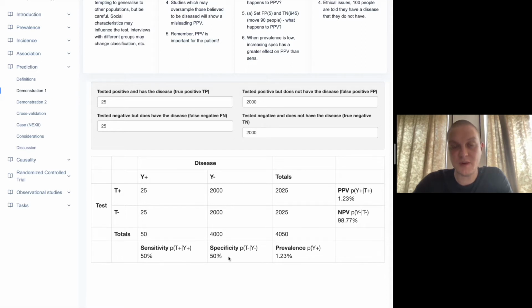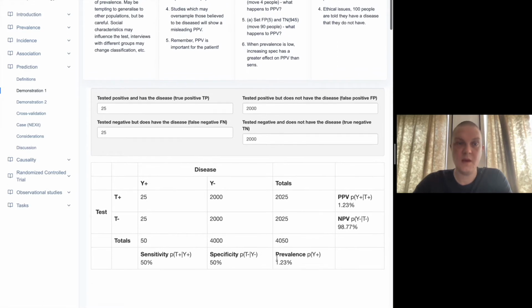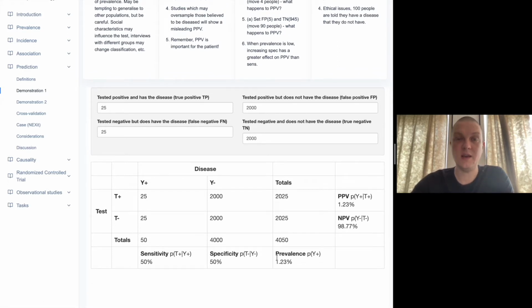So nothing really changed with respect to sensitivity and specificity. This is a general finding that the sensitivity and specificity don't necessarily depend on the prevalence of disease. This makes it tempting to say, oh well, I have this test which I've evaluated in a group of people over here. Now I can expect the same sensitivity and specificity if I use that test on a group of people over here. But we should be aware that social characteristics may influence the test.